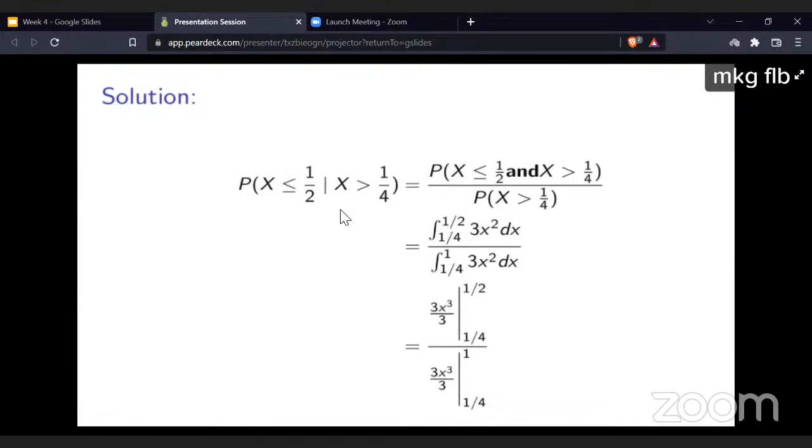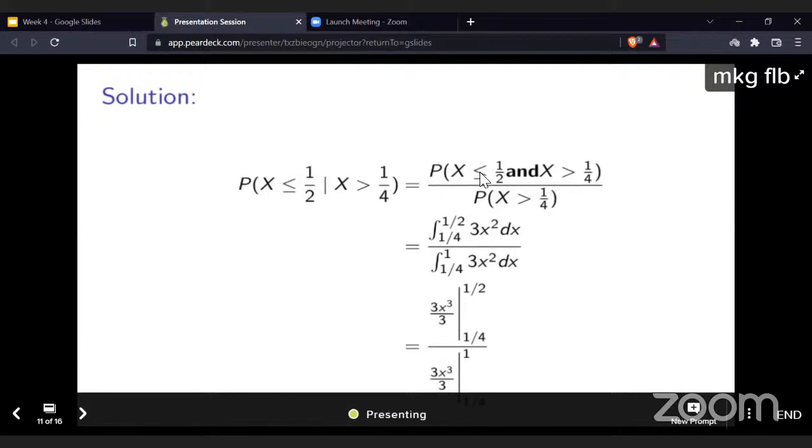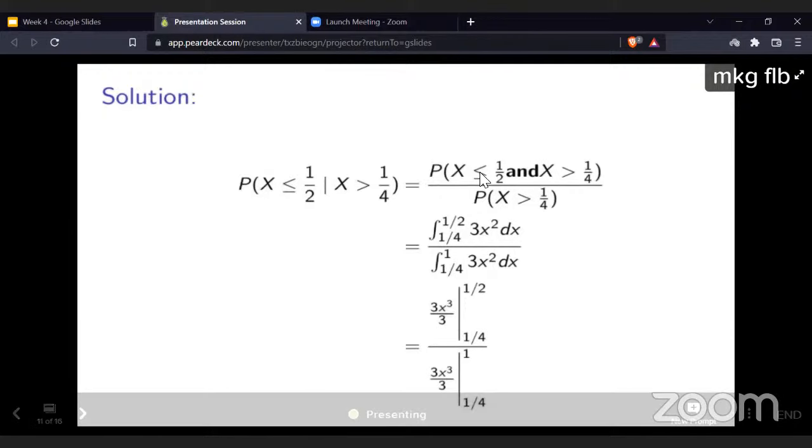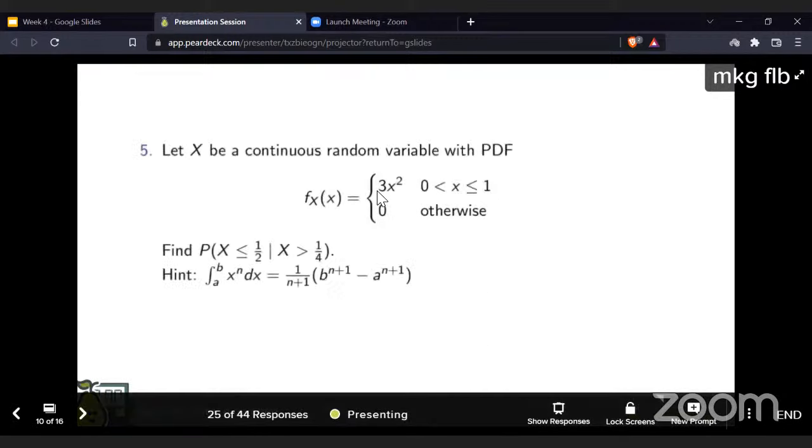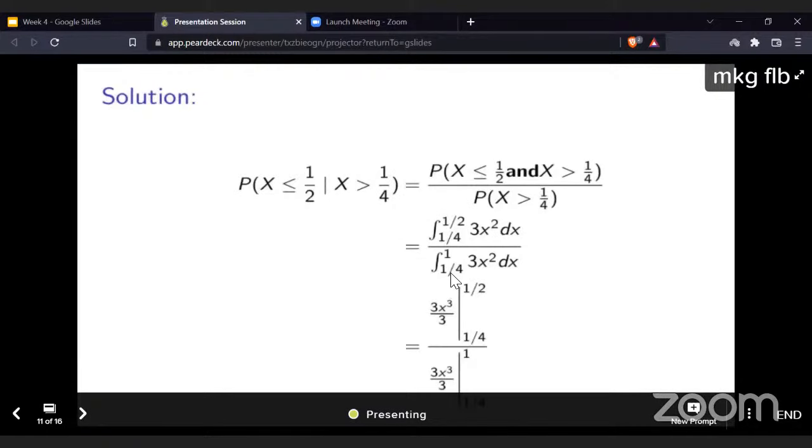In the numerator, it should be the intersection. The lower limit will start from 1 by 4 and the upper limit will be 1 by 2. In the denominator, you divide by the probability x greater than 1 by 4. So whatever f of x is, that is 3x squared dx, and you take the limit of integration from 1 by 4 to the end of the range. The range stops at 1. For 0 to 1, your PDF is defined as 3x squared, so in the denominator we take the limit 1 by 4 to 1.